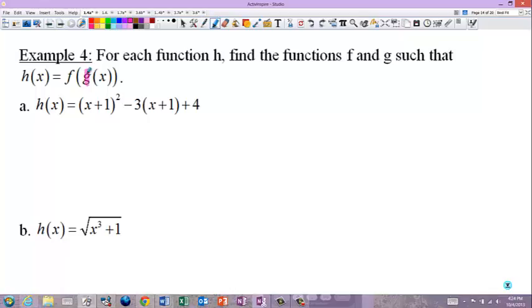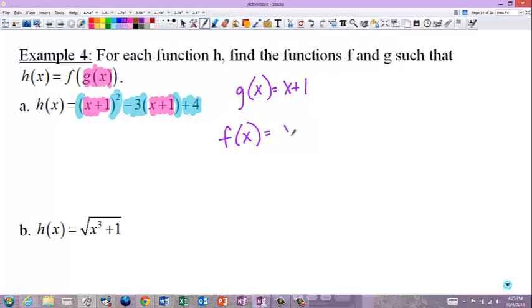G of x is my inside function, okay, so can you tell that the x plus 1 is the inside function? So g of x is x plus 1, whereas f of x is what's left: something squared minus 3 times something plus 4, because that's what I plugged it into. So f of x would be x squared minus 3x plus 4.